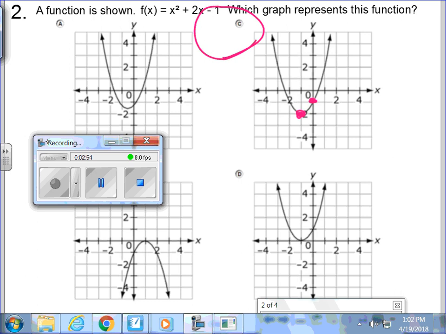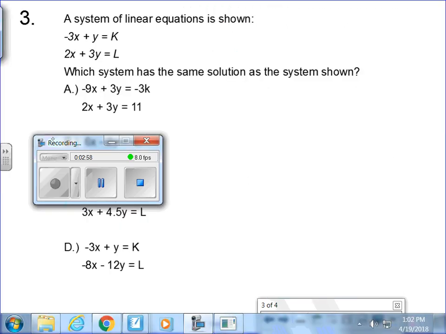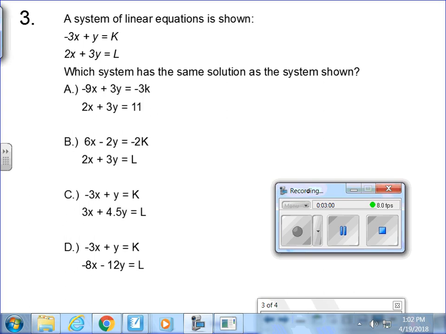All right, 3. Oh, this is a good one. This is kind of what we just finished. It's almost like using elimination type methods. But they want to know which system of linear equations would have the same solution as the system above. And it's awkward because there's no K and there's no L. But you can still figure out an answer.